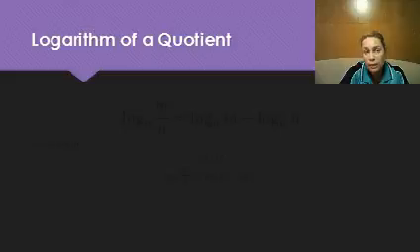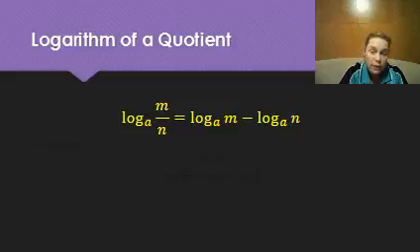We can similarly do the log of a quotient, which is a division. Once again, I'm going to give you the rule straight up, so write it down. The log of m on n to base a is equal to the log of m to base a minus the log of n to base a. So once again, just as when we have a quotient rule for powers, we actually subtract the indices, we do the same when it comes to logs.